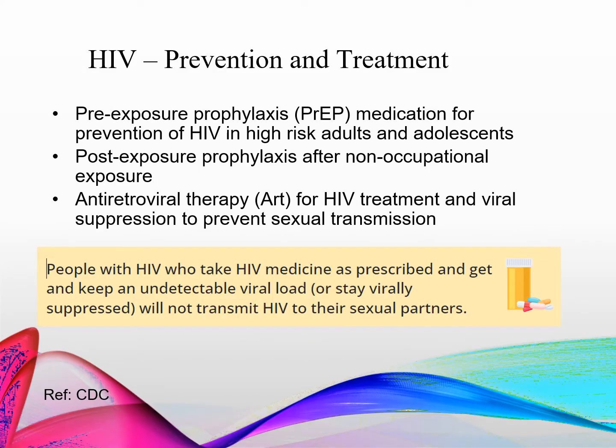Pre-exposure prophylaxis medication called PrEP is available for prevention of HIV in high-risk adults and adolescents. Post-exposure prophylaxis after non-occupational or occupational exposure is available, and antiretroviral therapy, or ART, for HIV treatment and viral suppression to prevent sexual transmission is available. As you see on the slide, people with HIV who take HIV medicine as prescribed and get and keep an undetectable viral load will not transmit HIV to their sexual partners.